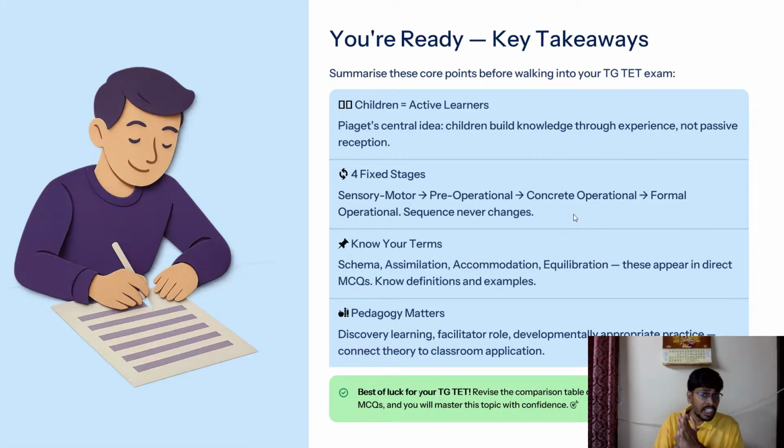So children are active learners. Finally, the summary: children are active learners. There are four fixed stages: sensorimotor, pre-operational, concrete operational, and formal operational. The sequence never changes, and you need to understand the terms very clearly: the differences between schema, assimilation, accommodation, equilibration. These are direct MCQs that are asked in the TET exam, usually Telangana TET, and not only Telangana TET, but also the CTET exam or other TET exams. And pedagogy matters a lot in this particular theory. So that's all about Jean Piaget's cognitive theory.